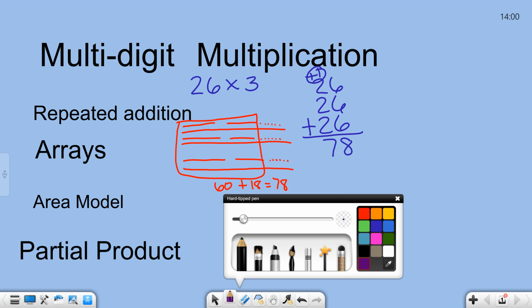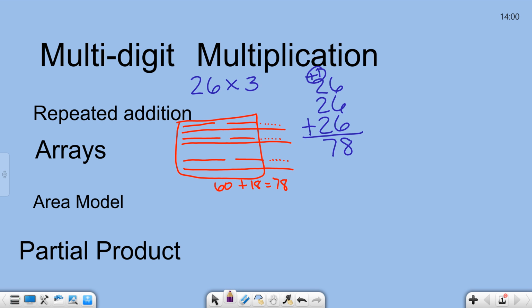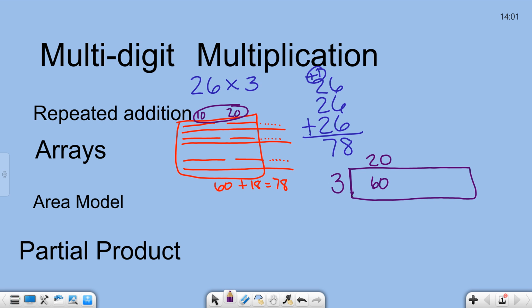Now, an area model is very similar to an array model. But instead of drawing out the base 10 blocks or the dots, I can know that 3 rows of 26, this is really 10, 20, so together that's 20. 3 rows of 20 is 60. And I'm going to show that this is 3, this is short, and 20 is very long. It takes up a lot of space, like you saw on the array.